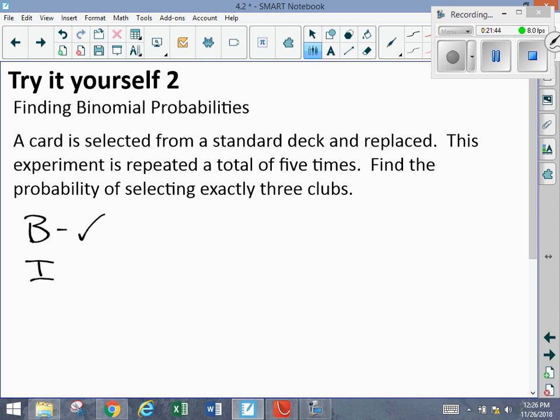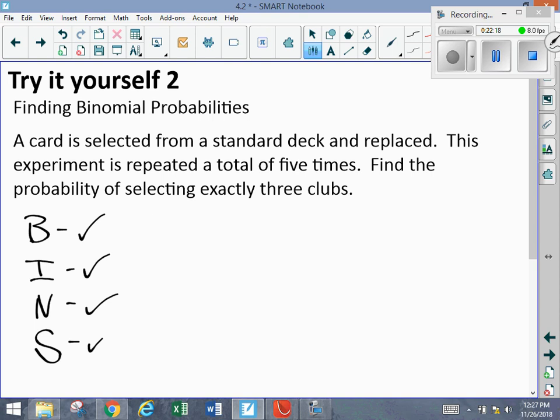Okay. Are there a set number of trials? Yeah. Totally, 5 times. Is the probability of success the same for each trial? It is, right? Yeah, as long as you're replacing it, it's going to stay the same.